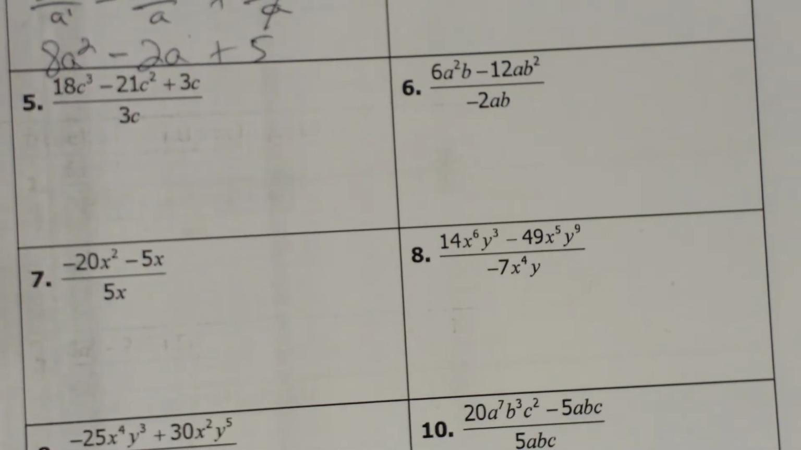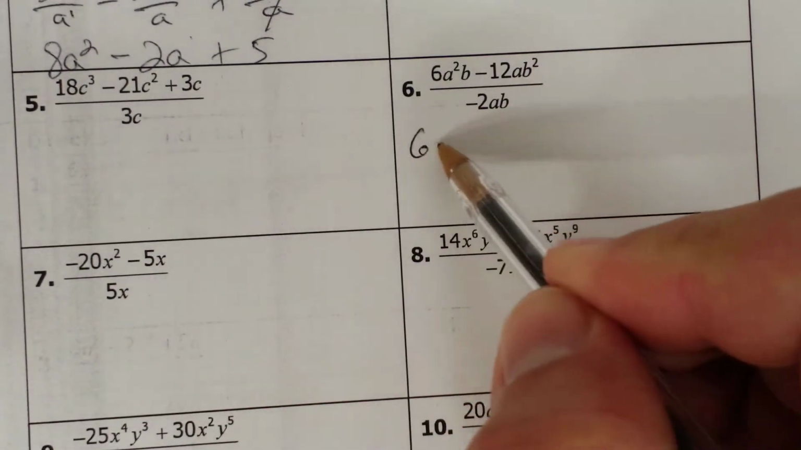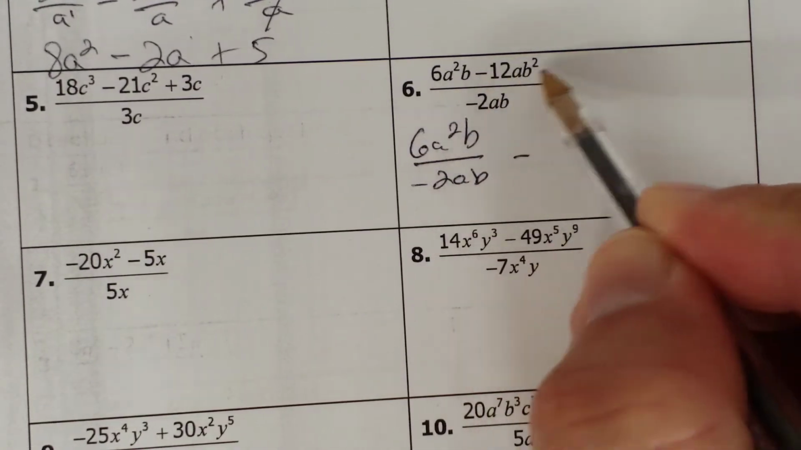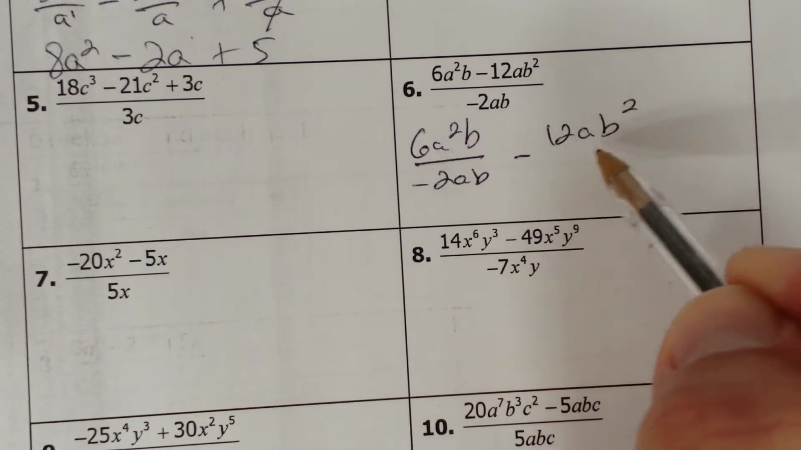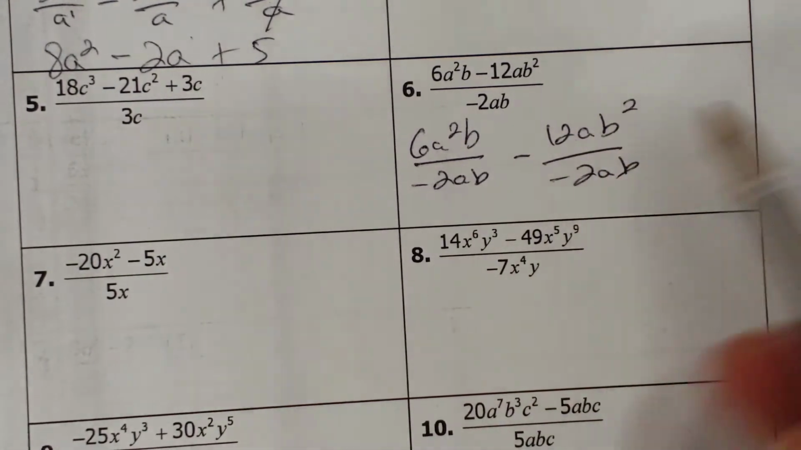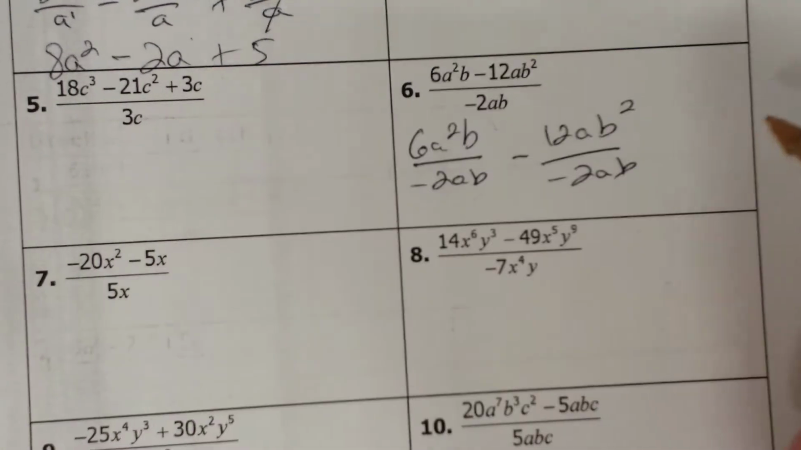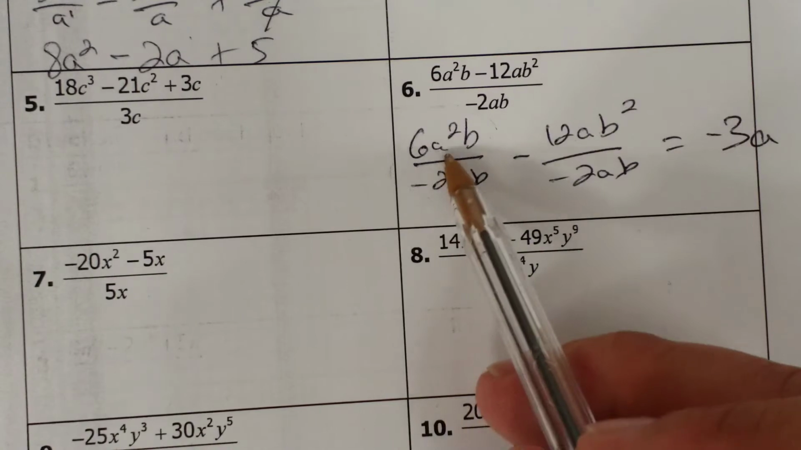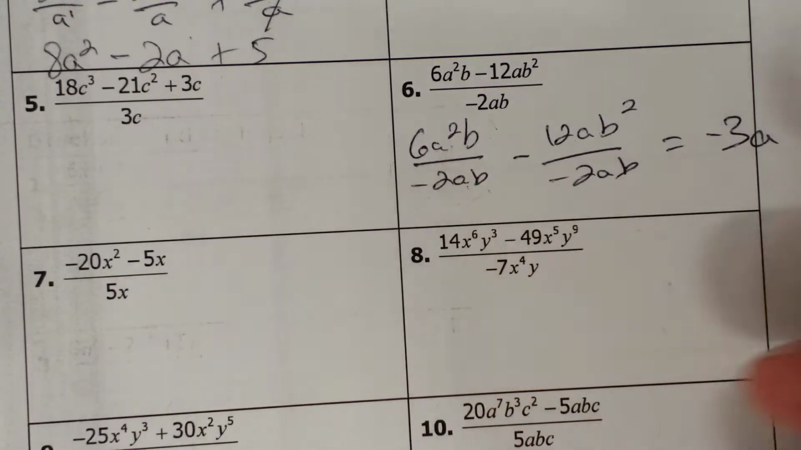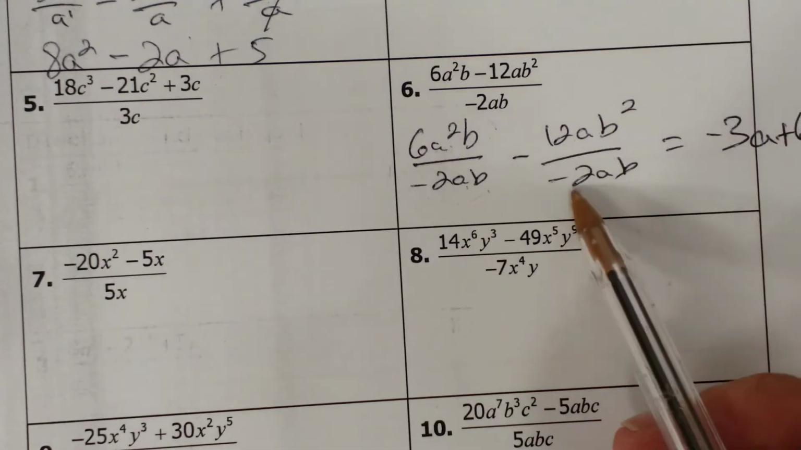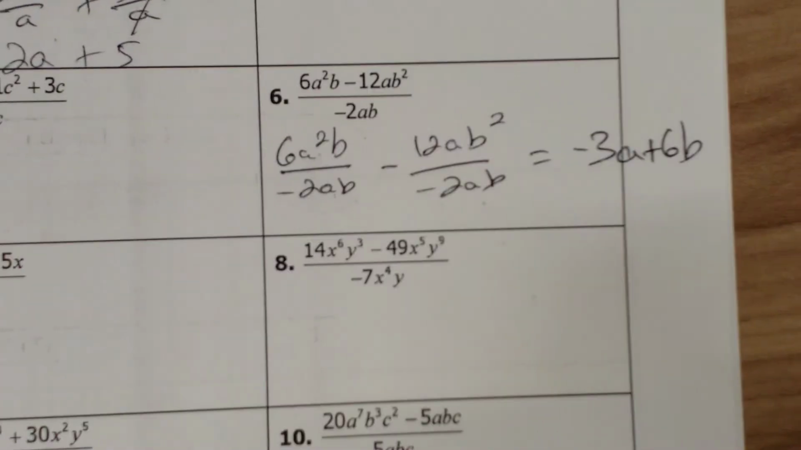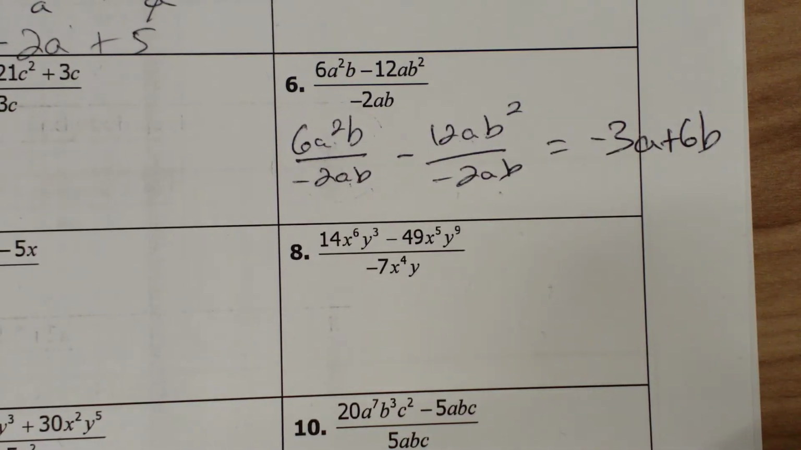Good, number 6. Rewriting that as 6a squared b over negative 2ab minus 12ab squared over negative 2ab, and then dividing this. Here I'm left with negative 3, a to the 1st, because 2 minus 1. The b's are gone. Negative 12 divided by negative 2 is positive 6. The a's are gone, and I'm left with b. And there's my answer: negative 3a plus 6b.